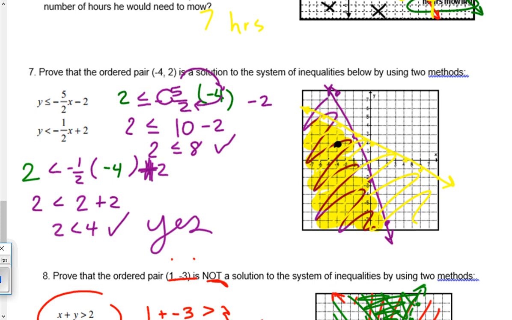Okay, so moral of the story. When you see an inequality, you cannot substitute, cannot eliminate. You have to either graph or plug in.